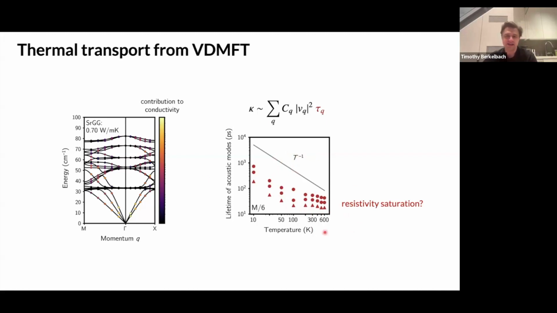And this, again, is very, very recent data. So we're trying to understand the implications of this behavior, its origin, and what that means for the high temperature transport behavior of these materials.